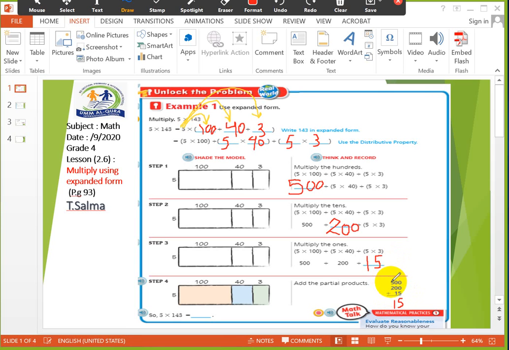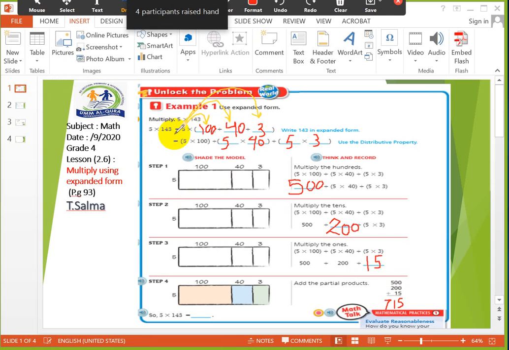Now, 0 plus 0 equals 0, plus 1 equals 1. Now, hundredths digit, 5 plus 2, put 5 in my mind and 2 on my fingers, so the answer will be what? Will be 7. This is how I will multiply a number by multi-digit number by using expanded form.